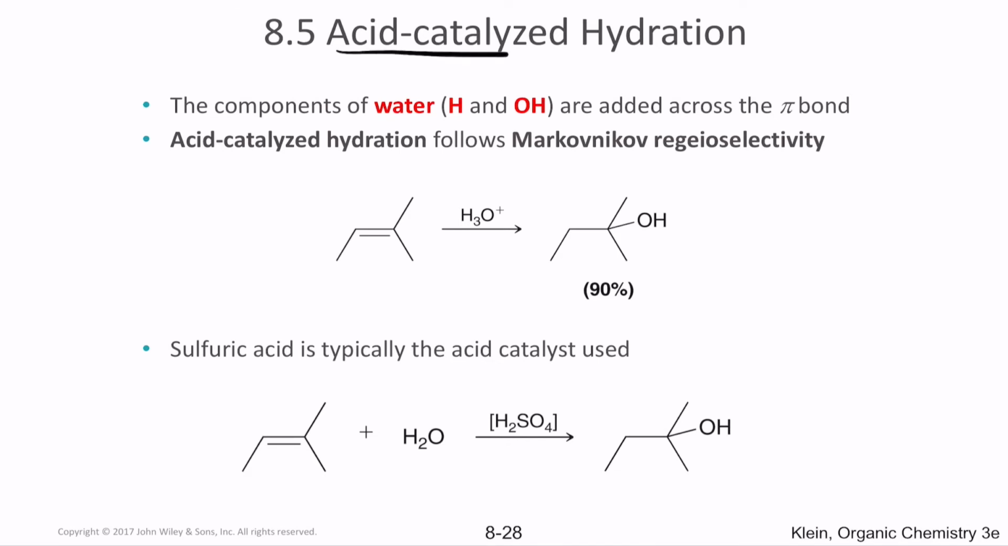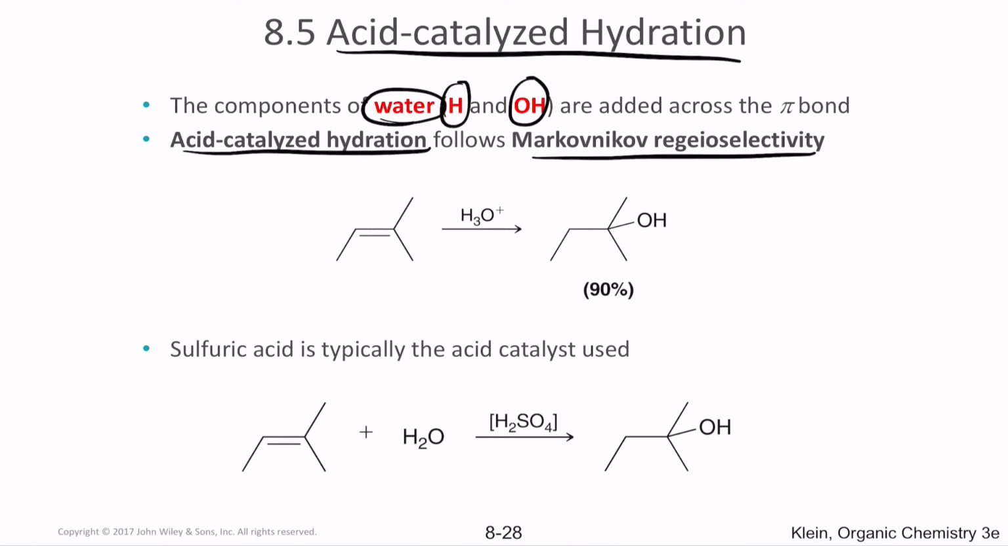Next, let's talk about acid-catalyzed hydration. So what is a hydration reaction? We are adding a water molecule, where we add hydrogen on one side and a hydroxyl group on the other side. Acid-catalyzed hydration has Markovnikov regioselectivity, which means the more substituted carbon will get the OH group and the less substituted carbon will get the hydrogen.